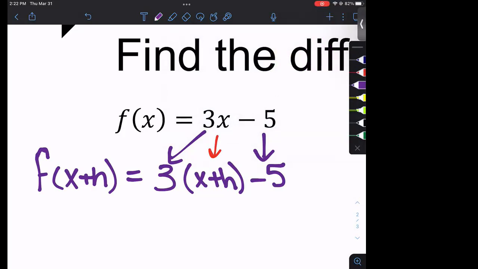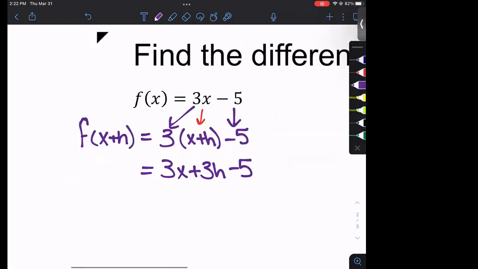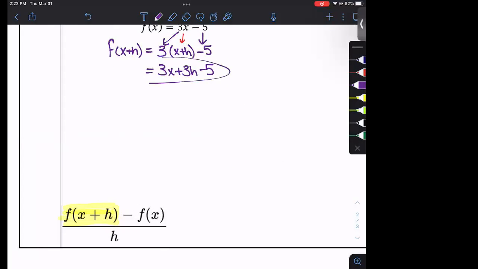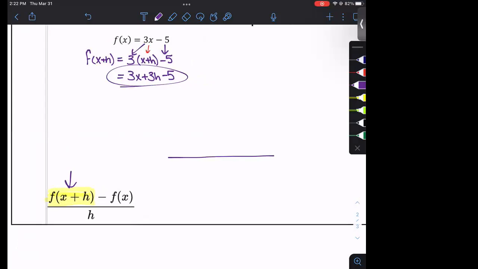Then we're going to take a minute and simplify that. So 3 times x is 3x, and 3 times h is 3h. Bring down the minus 5. So f of x plus h equals 3x plus 3h minus 5. Now, when we look, that piece is going to end up right here. So in our fraction, we're going to have 3x plus 3h minus 5.